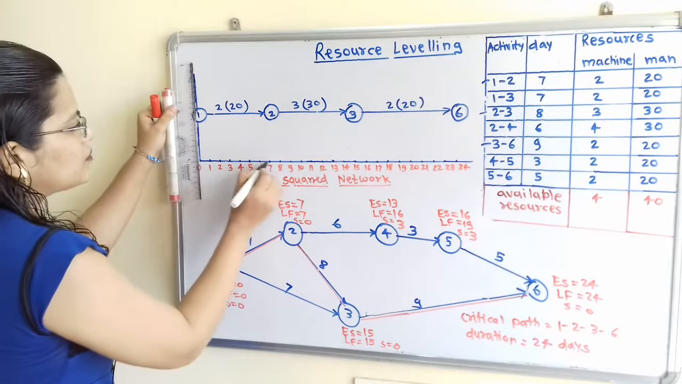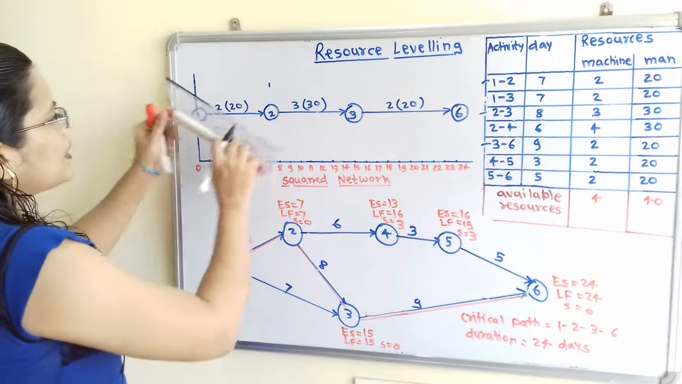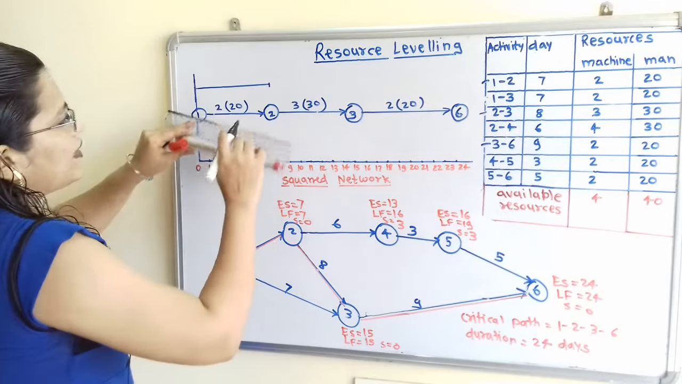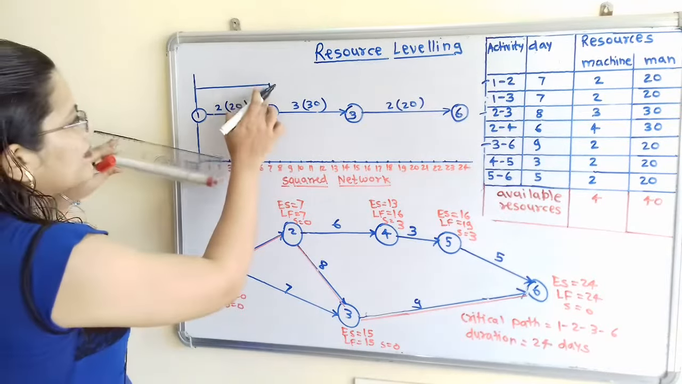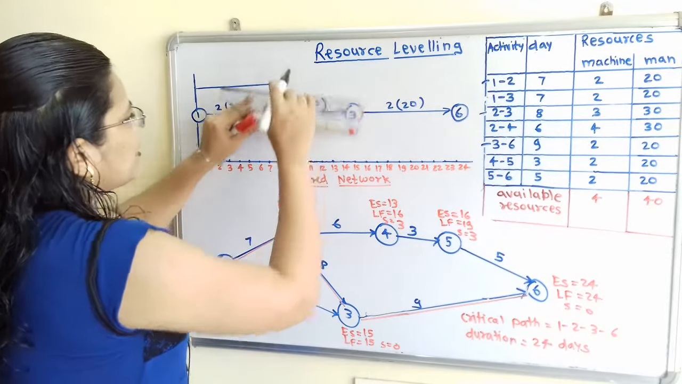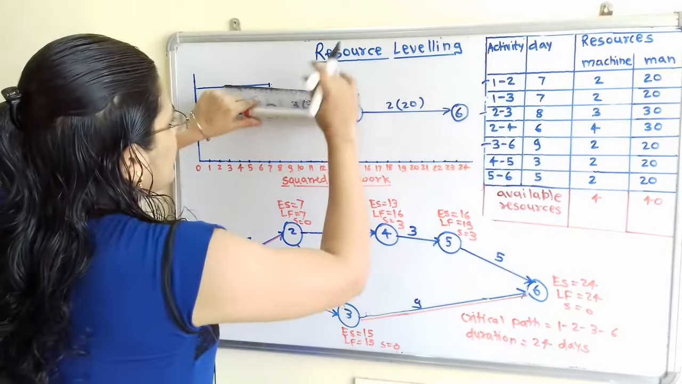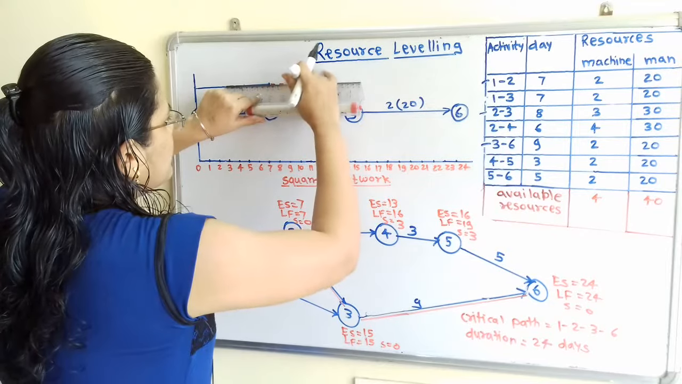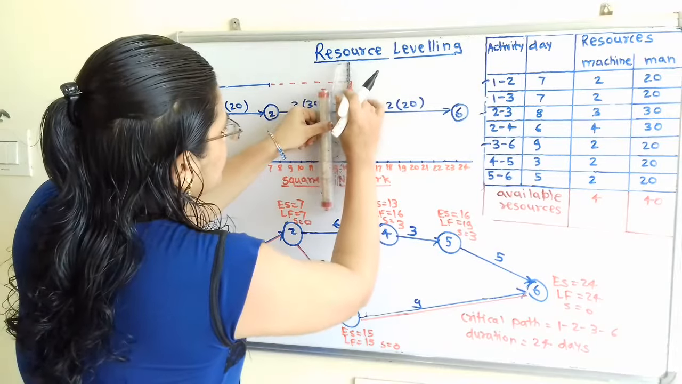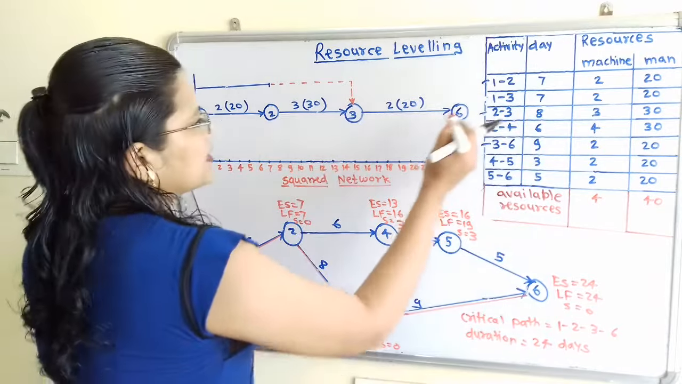But for this activity only 7 days are required. So if we start from 0, here is the 7. I will mark one point here. Up to this point only we have to continue this activity, and after that the activity is completed at the 7th day. Now after that we have to show the dotted line, so I will show the dotted line with the help of the red marker. Now this 1 to 3 is getting completed.